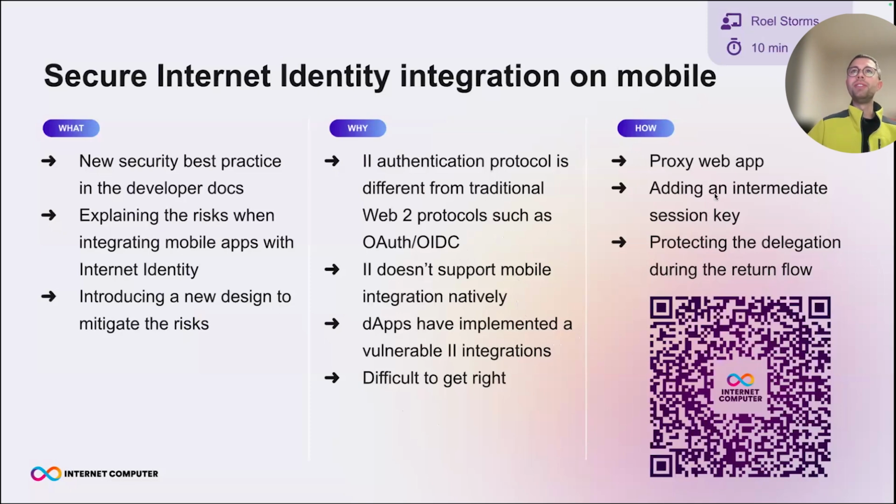But very briefly, we introduce a proxy web application that can actually do the II authentication and with which our mobile application can interact. We also had to add an intermediate session key to keep everything secure. And we have to protect the delegation that II generates. You can find the best practice under the QR code, but I'll share that at the end as well.